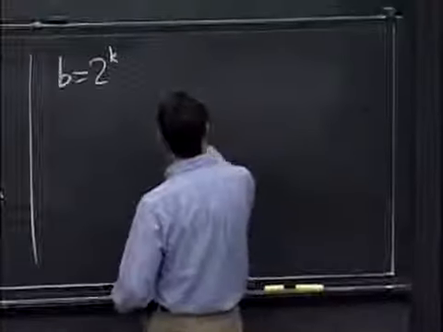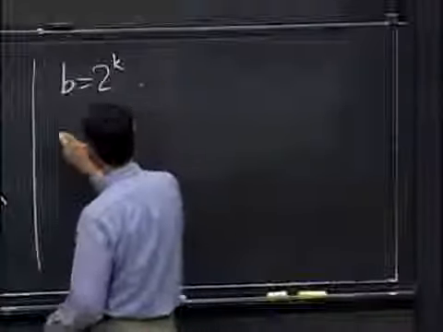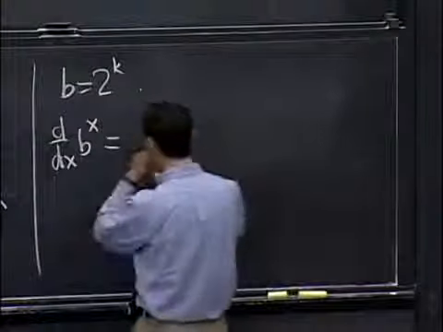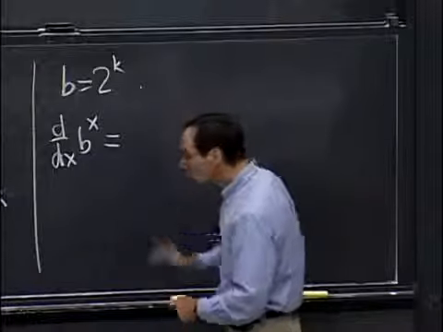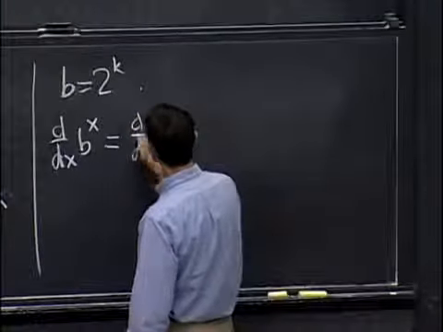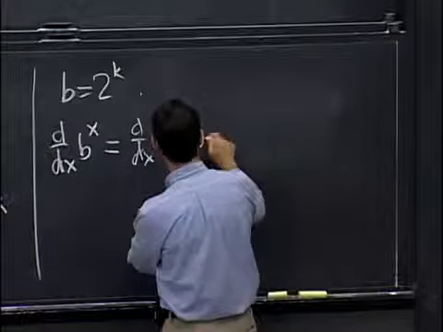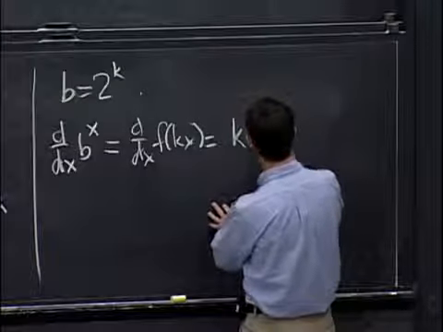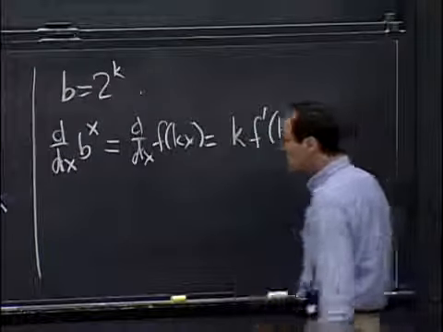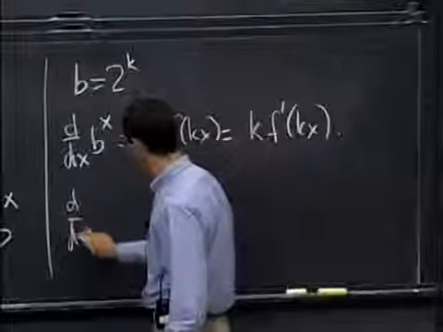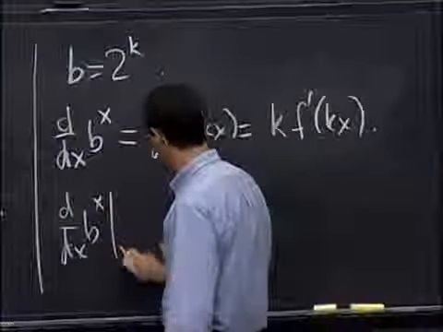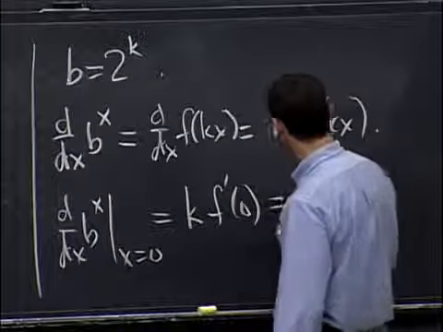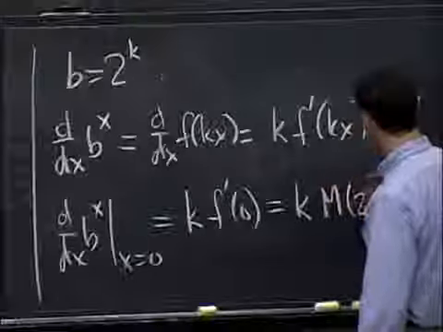Explicitly numerically, if I take the derivative with respect to x of b to the x, that's the same thing as, well, that's the chain rule, right? That's the derivative with respect to x of f of kx, which is what? It's k times f prime of kx. And so if we do it at 0, we're just getting k times f prime of 0, which is k times this m of 2.